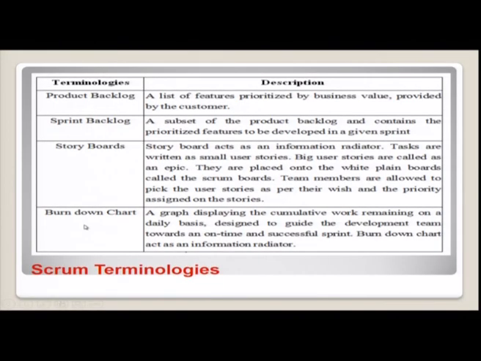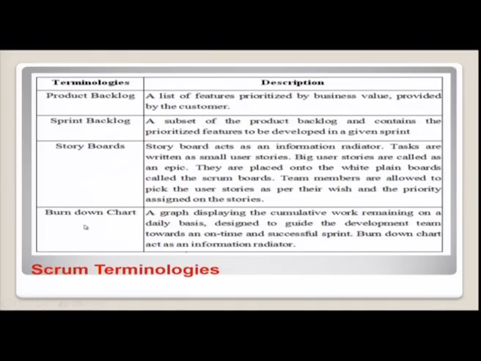Here the big user stories are called epics. They are placed onto the plain white boards called the Scrum board. Team members are allowed to pick the user story as per their wish, and priority is assigned to the stories. Priority means what are the features that have to be performed in this particular sprint. So priority has more weightage. Based on the priority, the team members will be picking the user story from the Scrum board or the storyboard.